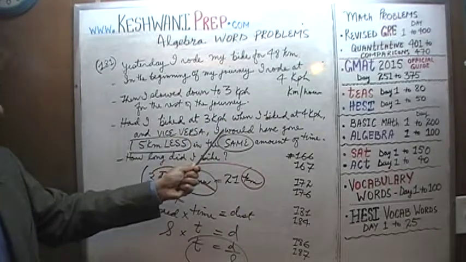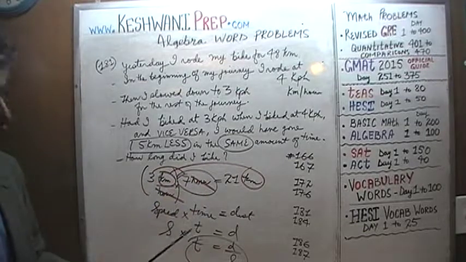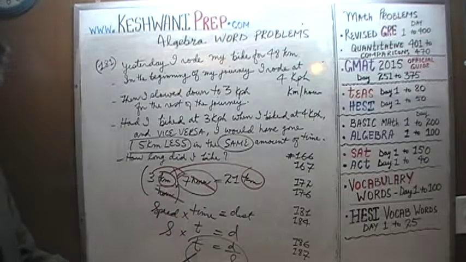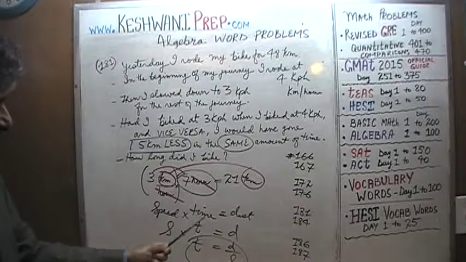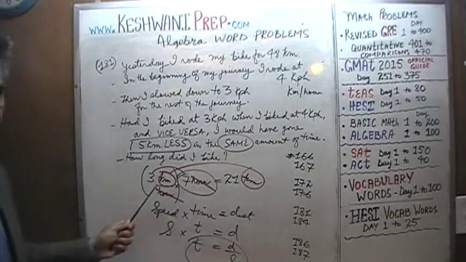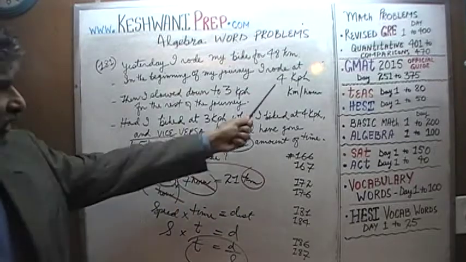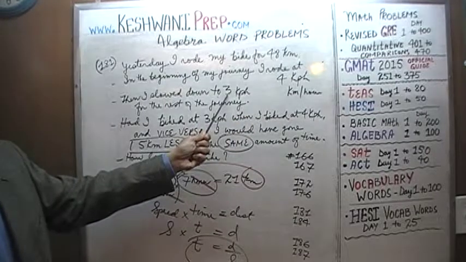And had I done it the other way around, I would have gone 5 kilometers less. That's all we are told. So here's the time. We're going to use this concept to represent the time that we spend on each segment of the journey: the segment where we were going faster, and the second part of the journey when we were going slower.